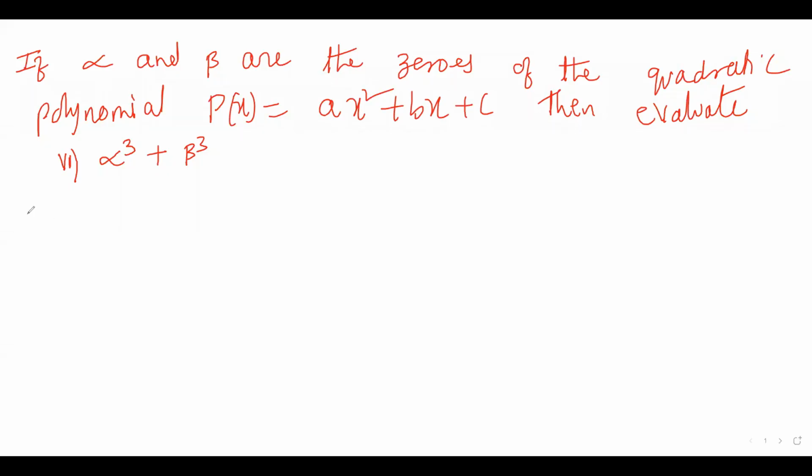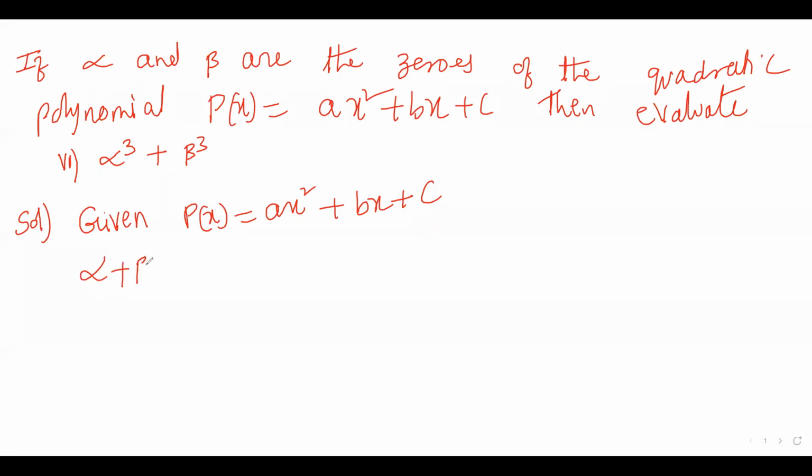So the given quadratic polynomial is ax square plus bx plus c. So sum of the zeros is minus b by a. Product of zeros is c by a. And he is asking us to find alpha cube plus beta cube.